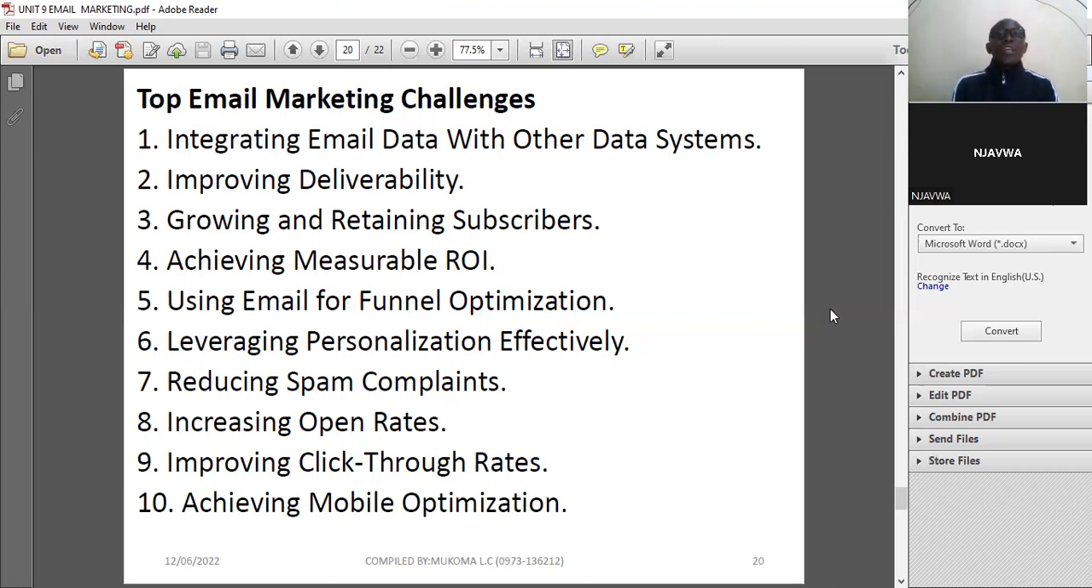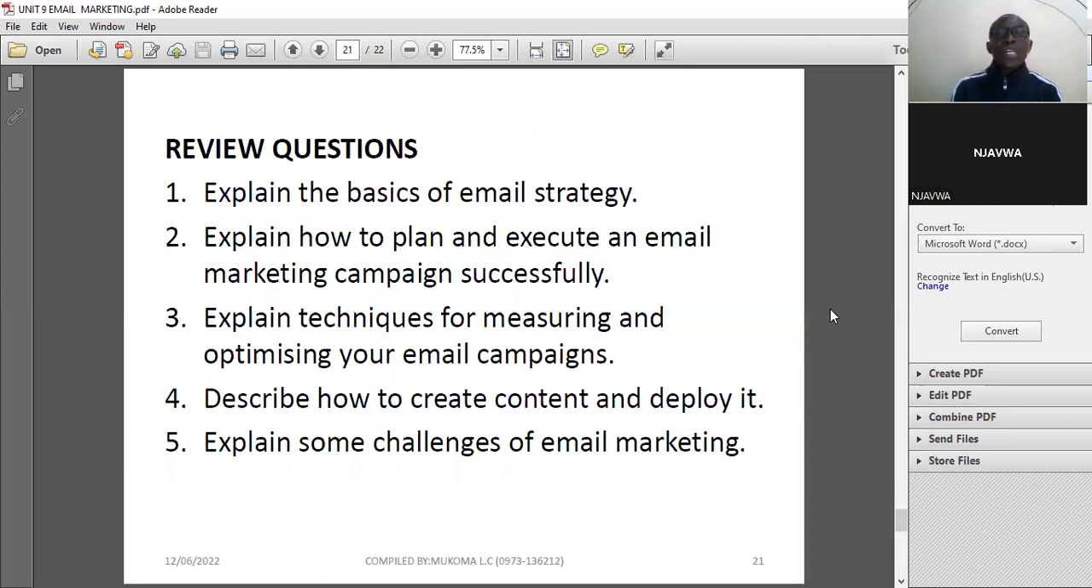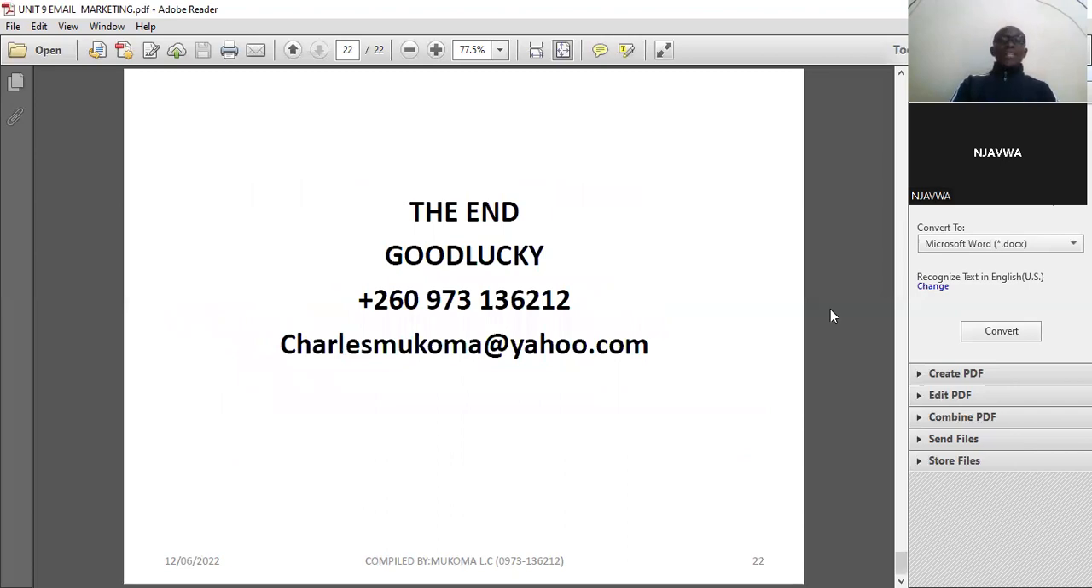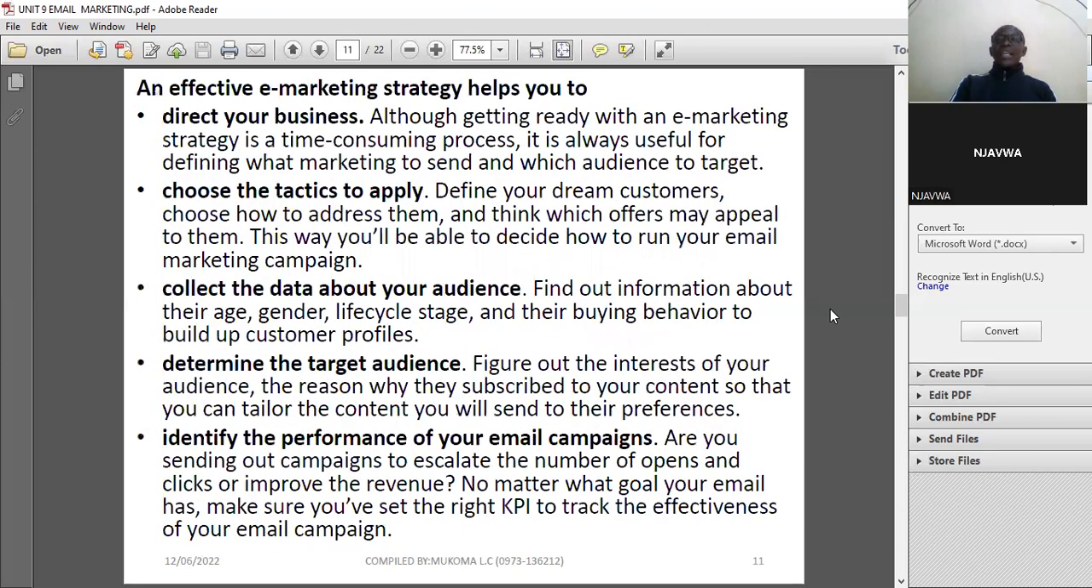Unless there's a question, this is how far we can go with email marketing as one of the marketing strategies in electronic marketing. Down here, you have about 5 questions that you need to practice answering. Explain the basics of email strategy. Explain how to plan and execute an email marketing campaign successfully. Explain techniques for measuring and optimizing your email campaigns. Describe how to create content and deploy it. Then explain some challenges of email marketing strategy. We need to practice under this unit as we are revising.